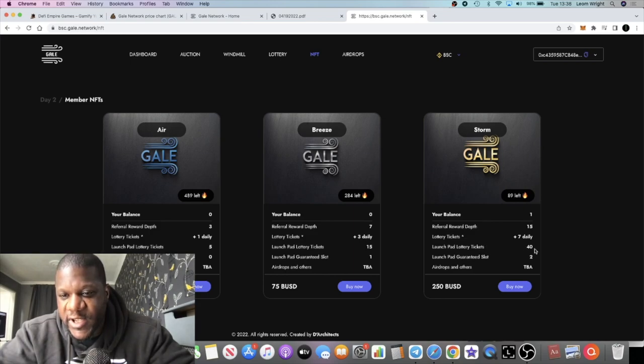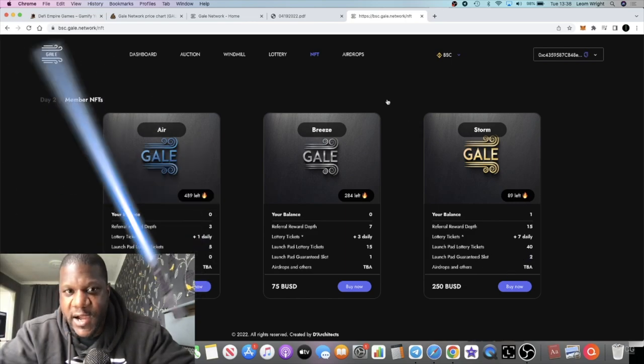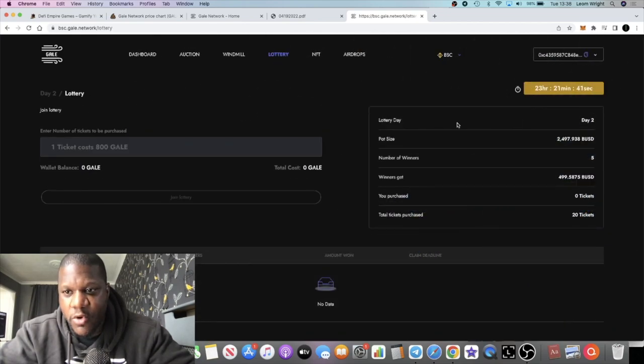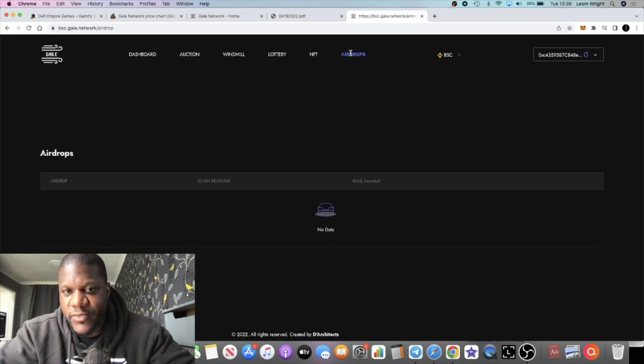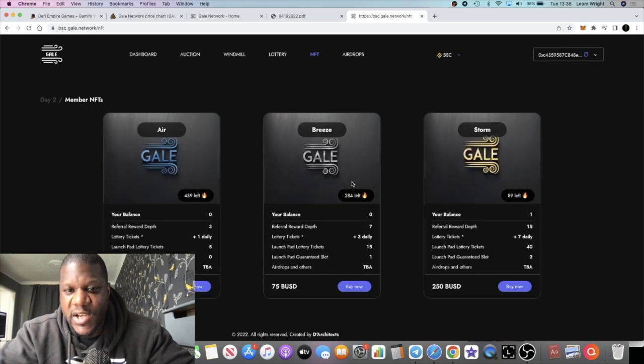It gives me 40 launchpad lottery tickets and 2 guaranteed slots in the launchpad. Now, you can check out more about the lottery here. There's 5 winners today. Each winner will get $499, because it's a pool size of 2.5 grand. And these NFTs give you entries into the lottery as well.